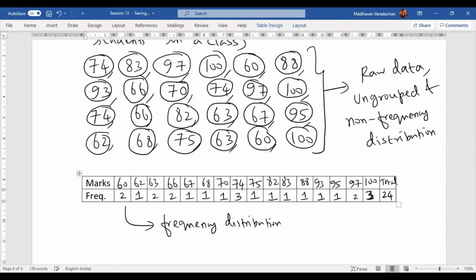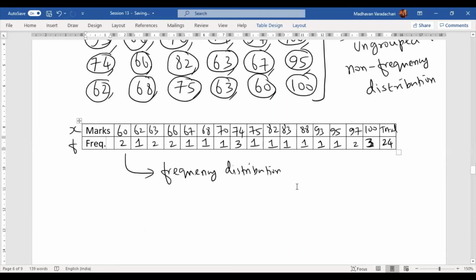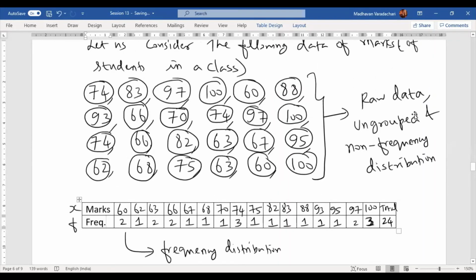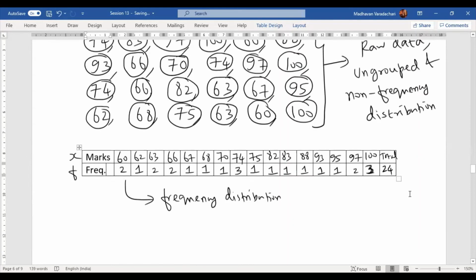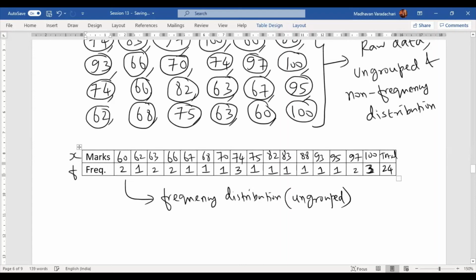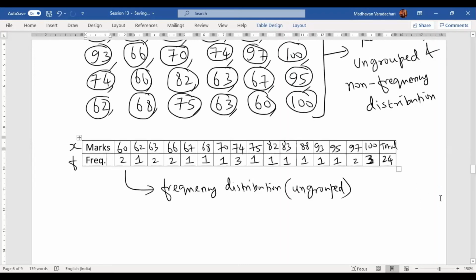Generally, we consider the marks as variable x and the frequency as f. That is how we express it. Now we understand what raw data is, which is ungrouped and a non-frequency distribution. This is a frequency distribution, again ungrouped. I didn't create any groups. So I'll say ungrouped frequency distribution, right?